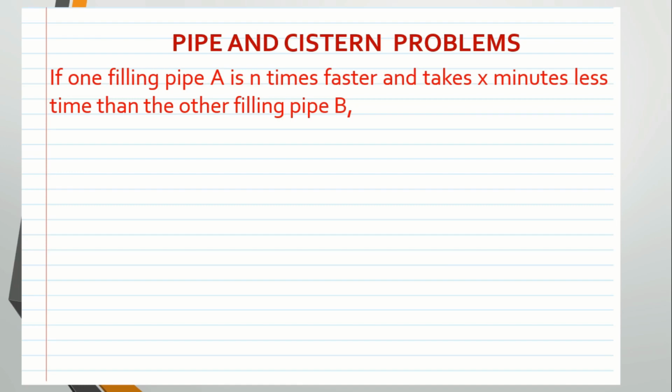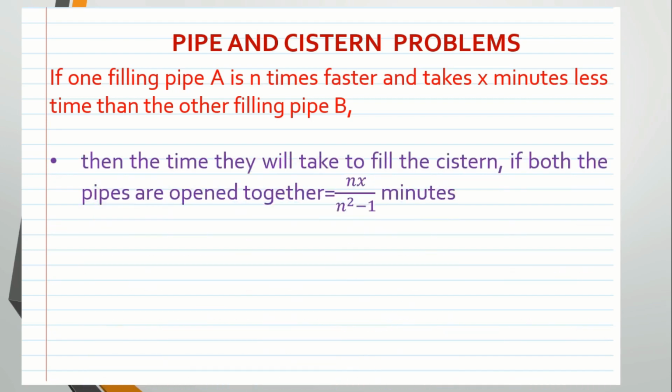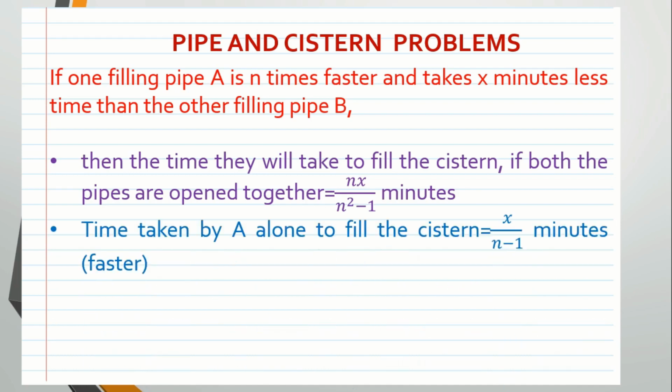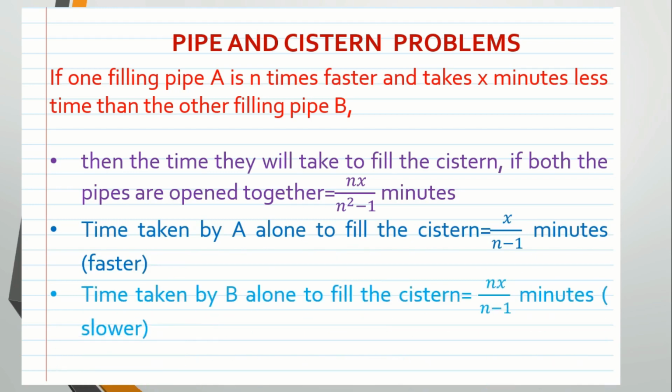Right? If one filling pipe A is n times faster and takes x minutes less time than the other filling pipe B, then the time they will take to fill the cistern if both the pipes are open together is nx upon n square minus 1 minutes. Time taken by A alone to fill the cistern will be x upon n minus 1 minutes. It will be faster. Time taken by B alone to fill the cistern will be nx upon n minus 1 minutes, that is, B will be the slower one.